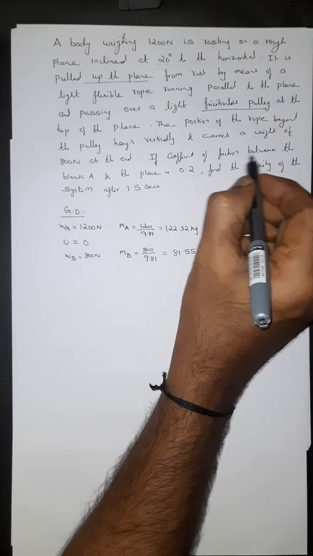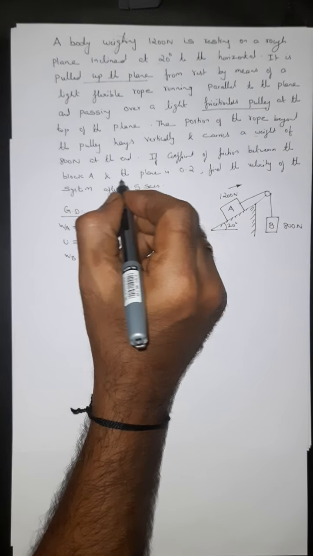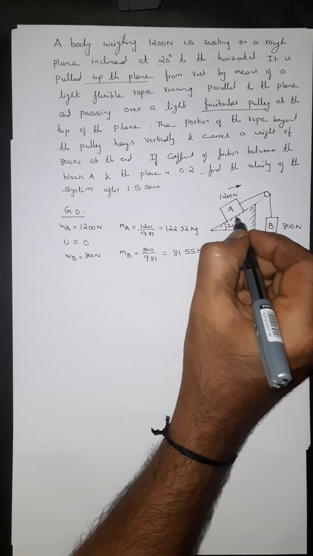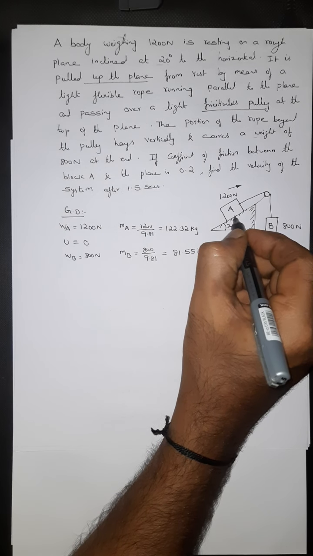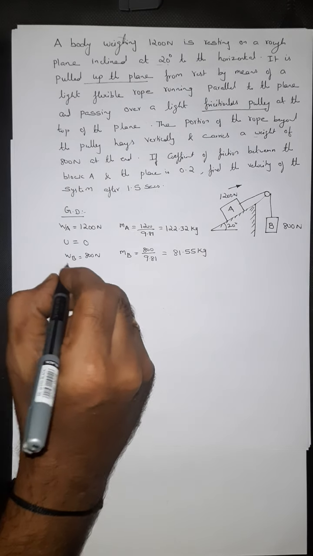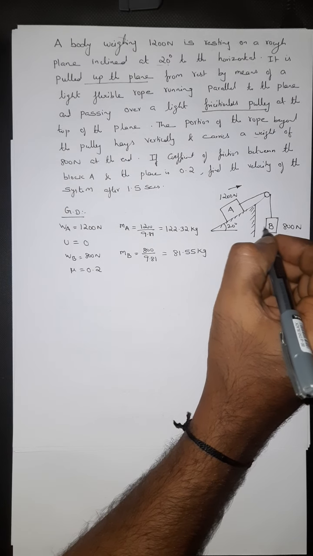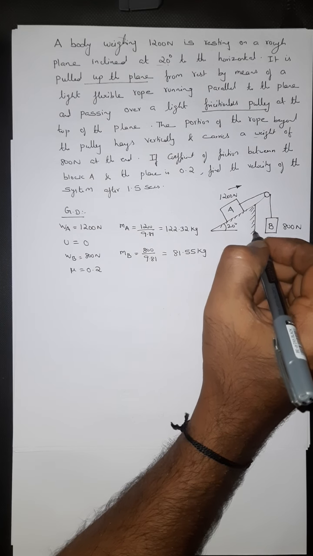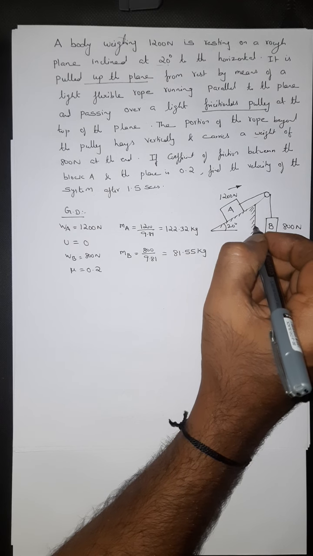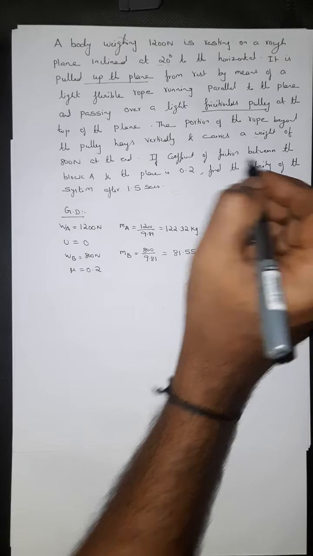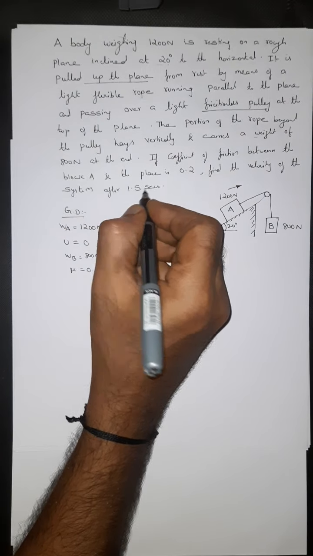If the coefficient of friction between block A and the plane is 0.2, that means block A is in contact with the inclined plane, right? So friction takes place between the contact surfaces, with mu equal to 0.2. B is not in contact with the vertical wall, right? So find the velocity of the system after 1.5 seconds.